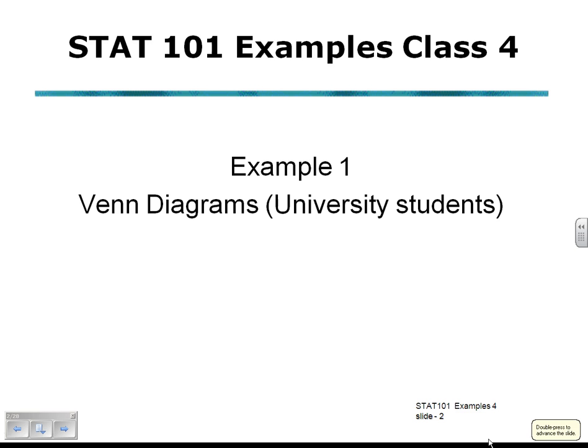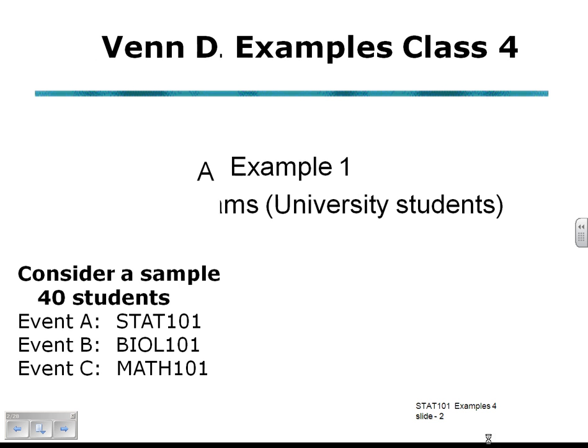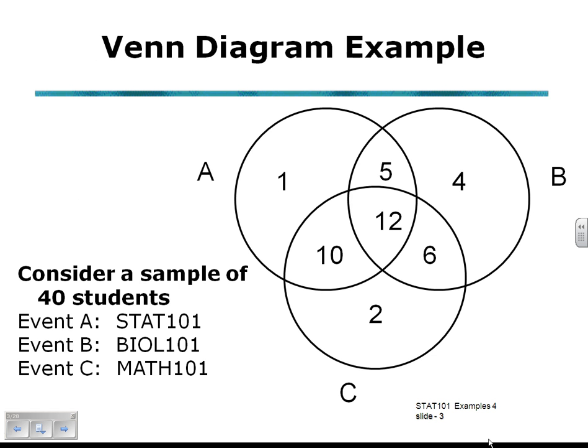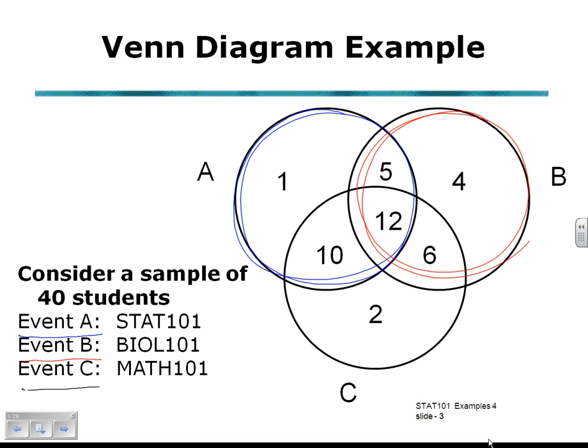Example 1 in Stat 101 Examples Class 4 is looking at Venn diagrams. Our example is of university students. Considering a sample of 40 students, defining event A as the students taking Stat 101, those are in the circle A. Event B, the students taking Biology 101, those are in the circle labeled B, that's the red circle. And then event C, the students taking Math 101. Those are all the students inside that black circle being outlined.